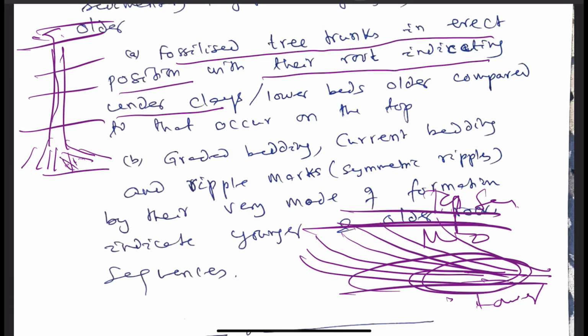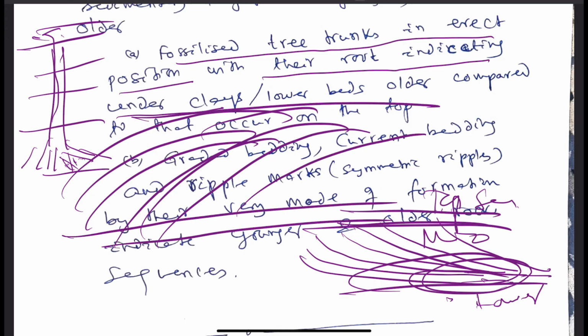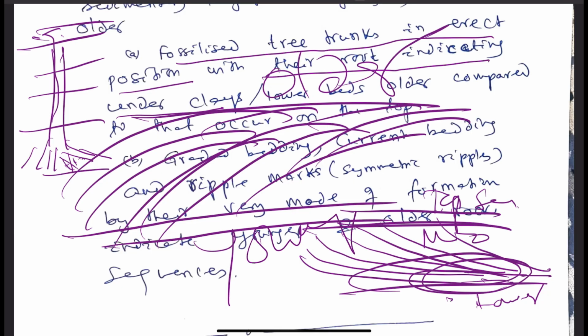So if in any sequence we get the sediment features occurring like this, then this is older, this is younger. So the stratigraphy has been totally overturned. While building stratigraphy, these features are taken into account. Top and bottom of beds must be determined before building the stratigraphic column.